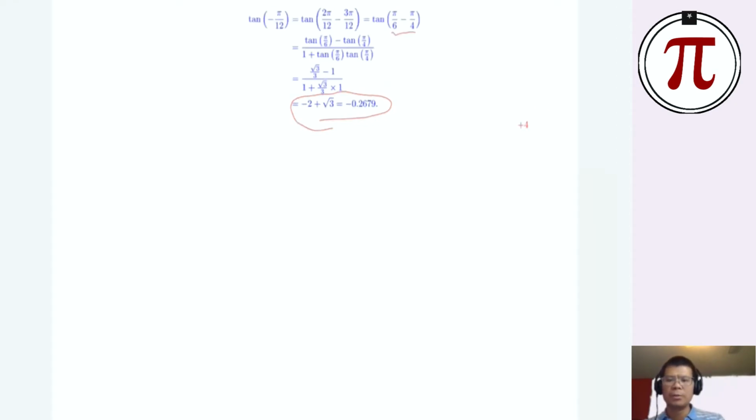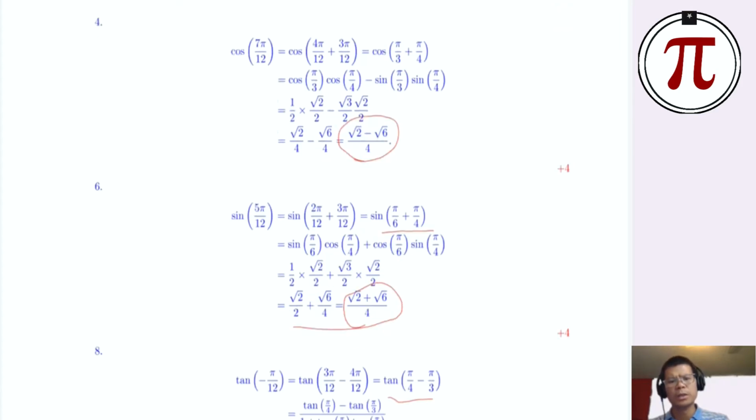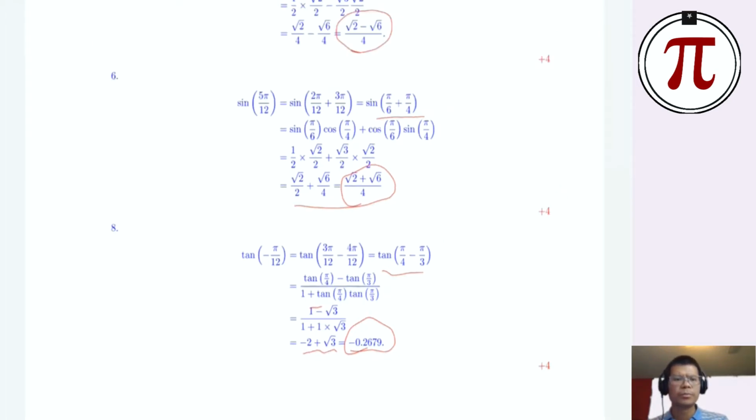Some of us, I think we did pretty well on this one, except some calculation errors might be involved. All right, just be careful. And then questions about this? This is quiz 10.